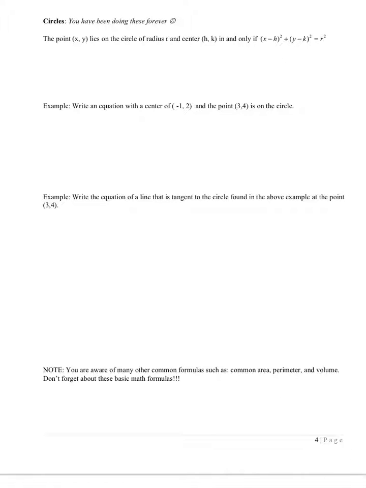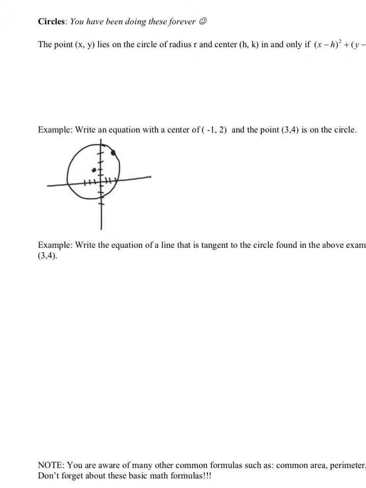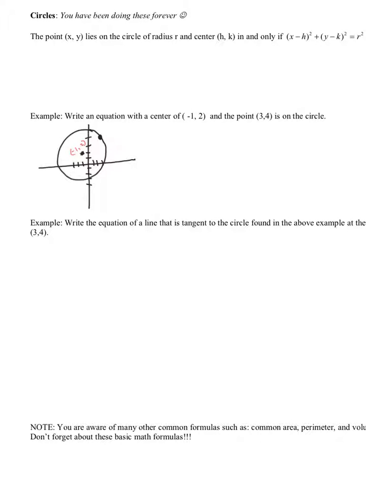In this next example, we're going to use a circle, its radius, and its tangent line to find the equation of the circle and the equation of its tangent. Now, this is something that you should have studied during geometry, so you should be fairly familiar with this type of problem. So here we have a rough sketch of a circle on a Cartesian plane with a center at -1, 2, and the point 3, 4 is on the circle.